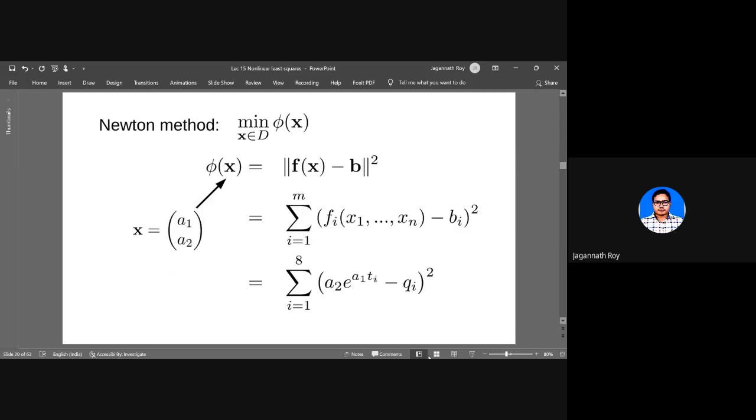So the target is to minimize this fx. We have defined this fx of this form, and this x is nothing but a1 and a2. We have to find out a1, a2, and we are only taking the 2 variable case. We can take the n variable case also, but here we have 8 data points, and we are trying to find out this exponential function. So this bi is nothing but the given points.